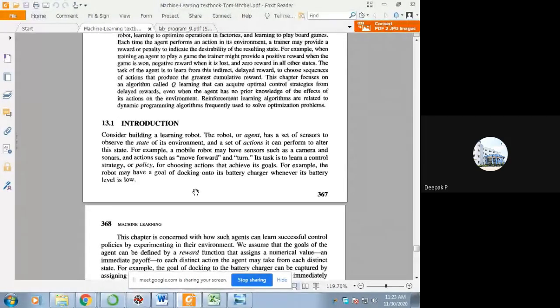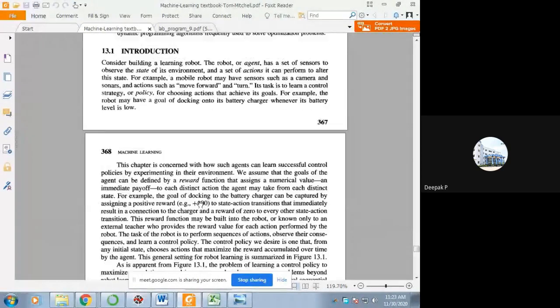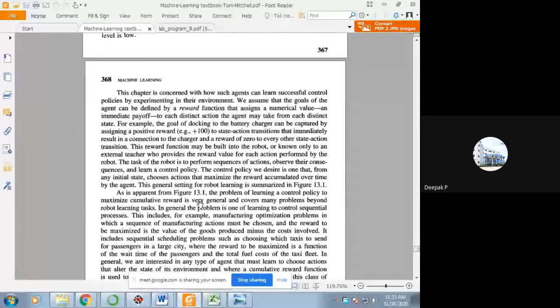So the algorithm is called the Q learning algorithm, which mainly acquires the optimal control strategies for delayed rewards. When we are applying a concept like that, for the docking function for the battery charger, if it is going to apply a particular charge battery function, assume we apply a positive reward with the value plus 100. If it is not going to charge, give it the value 0, or else you can give a negative value also.